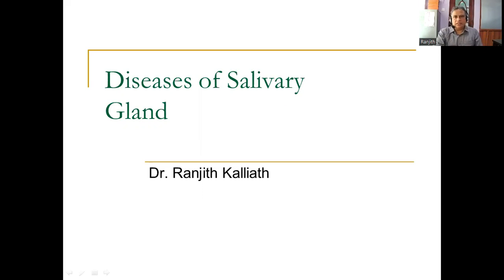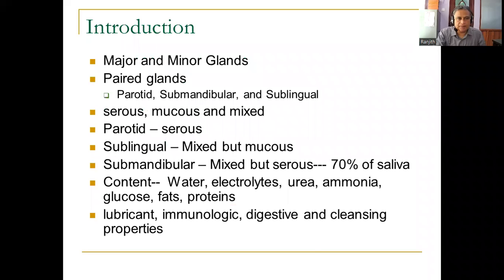Good morning. Today's class is about the diseases that affect the salivary glands. Now we know that the human body has major as well as minor salivary glands. The major salivary glands are paired glands, and they are the parotid, submandibular, and the sublingual gland. The major salivary glands are also serous, mucous, and mixed.